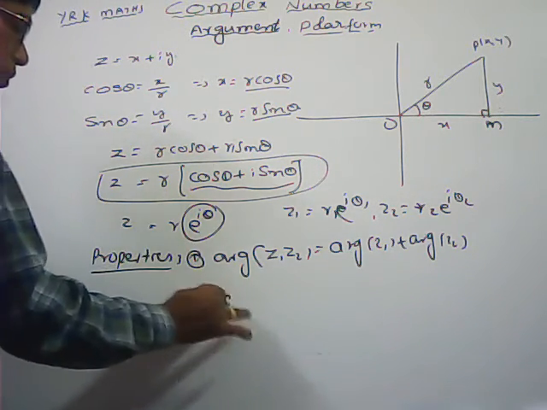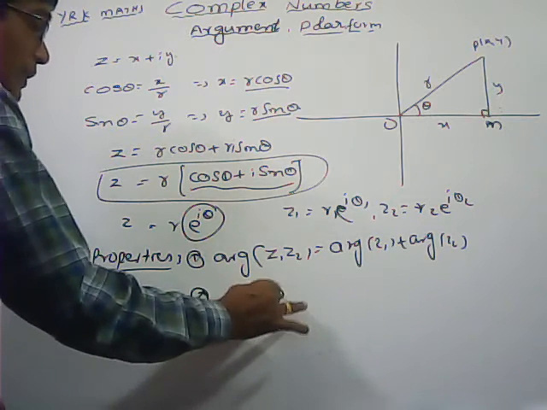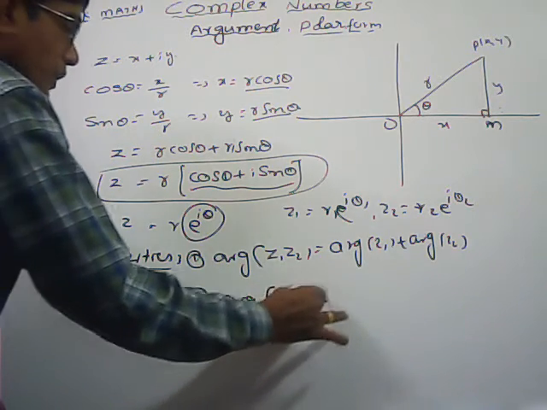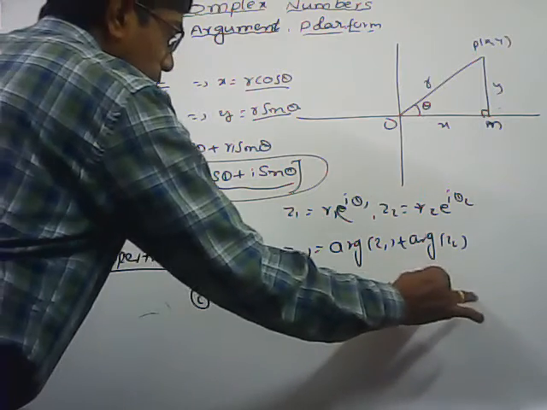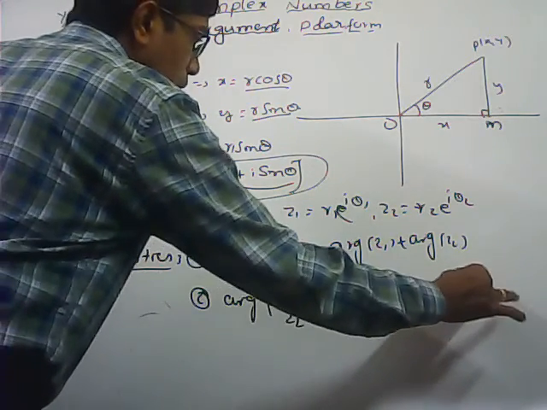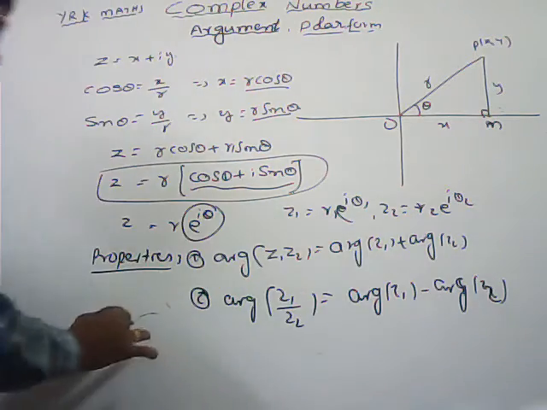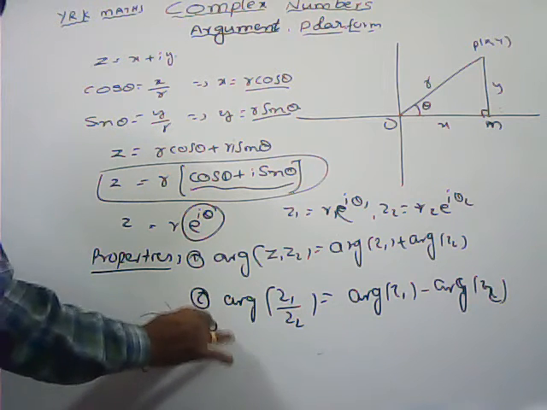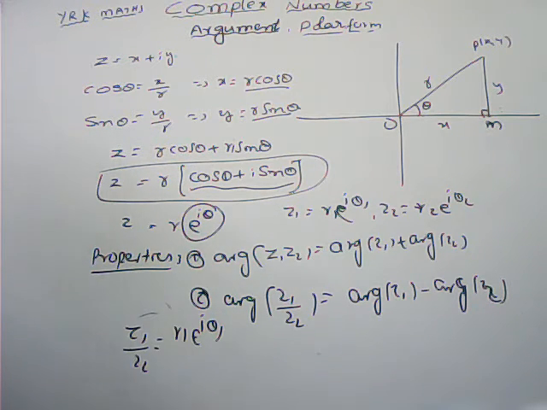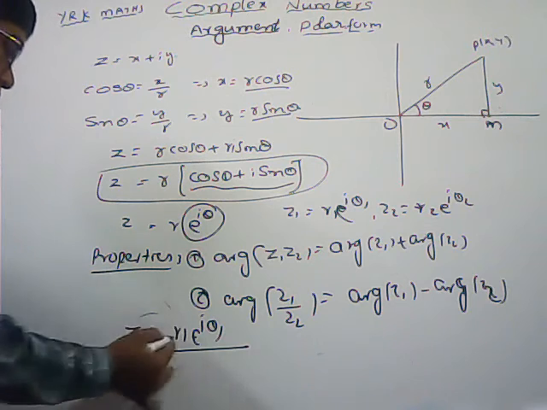Now the second property: argument of Z1 by Z2 is equal to argument of Z1 minus argument of Z2. Here also we take Z1 by Z2. Z1 is R1 into e power i theta 1. The argument of Z1 is theta 1 and the modulus is R1.